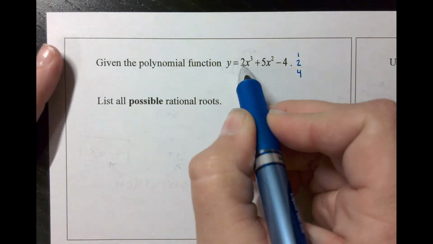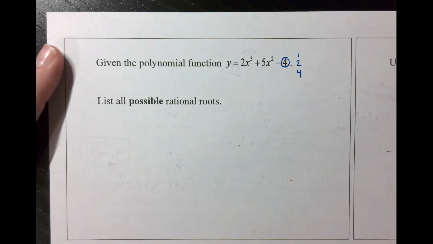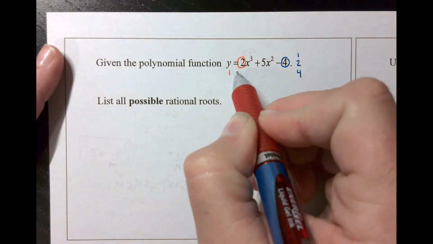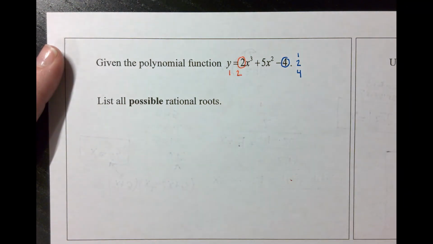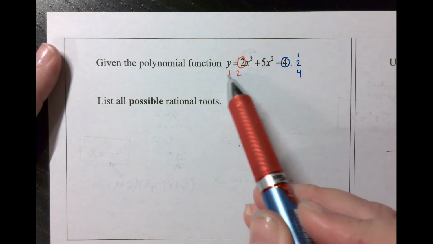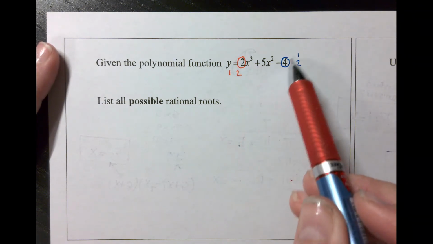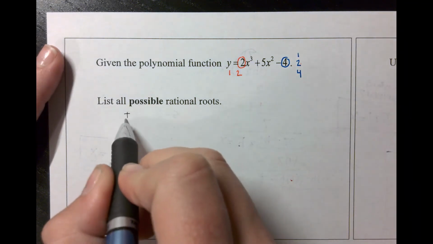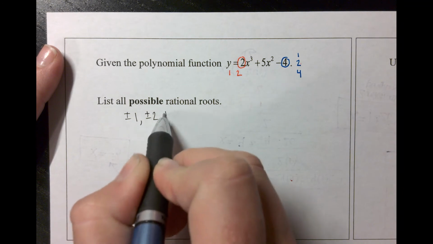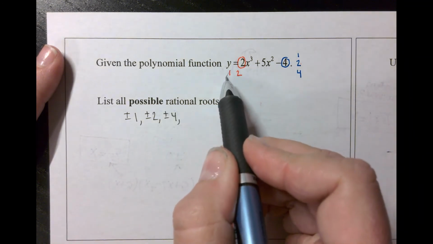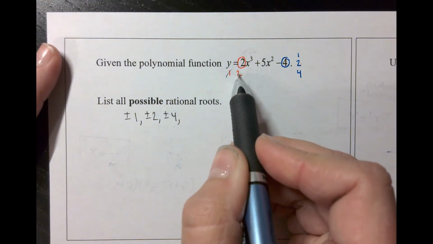And then we come up to the front, and we look at that 2. Factors of 2 are 1 and 2. And the rule is we take all of these blue numbers and divide them by all of the red numbers. Dividing them all by 1 changes nothing. So we're going to start with plus or minus 1, plus or minus 2, and plus or minus 4. So we just took care of dividing them all by 1. And now we have to divide them all by 2.